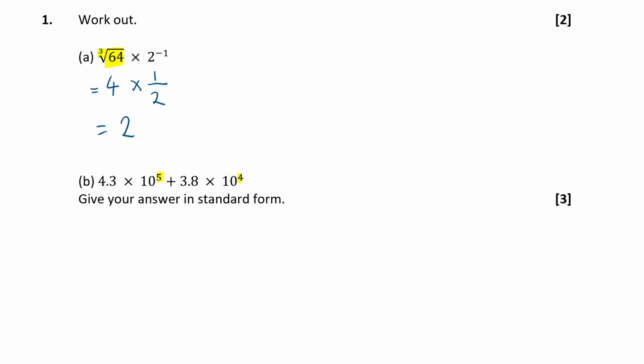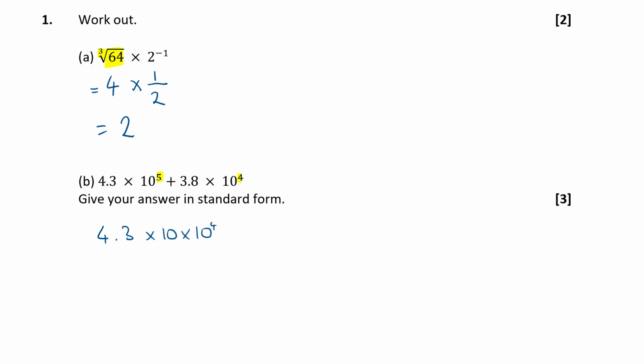First step would be to get them to have the same exponent, and then we can add the mantissa parts together, the bit at the front. So I'm going to take that first part, 4.3 times 10 to the 5, and I'm going to break the 10 to the 5 up into two parts. I'm going to bring a 10 out of it. So that's the same thing as 4.3 times 10 times 10 to the 4.